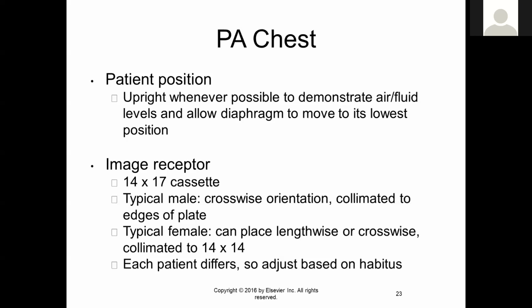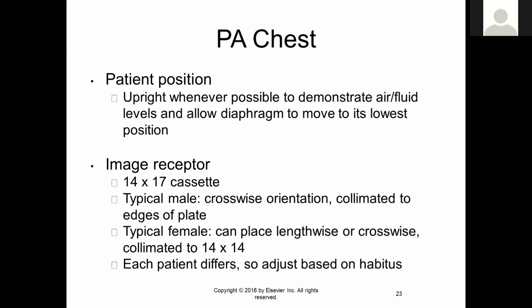Your typical male patient, you're going to have that cassette in a crosswise orientation. So essentially, a long rectangle, sort of like the shape of, let's say, an envelope. So wider than it is tall. Typical female patient, you can place in that same crosswise pattern, or you can put it in the other orientation, which is called lengthwise. So it is taller than it is wider. And we're going to shrink the light field for your average female patient.